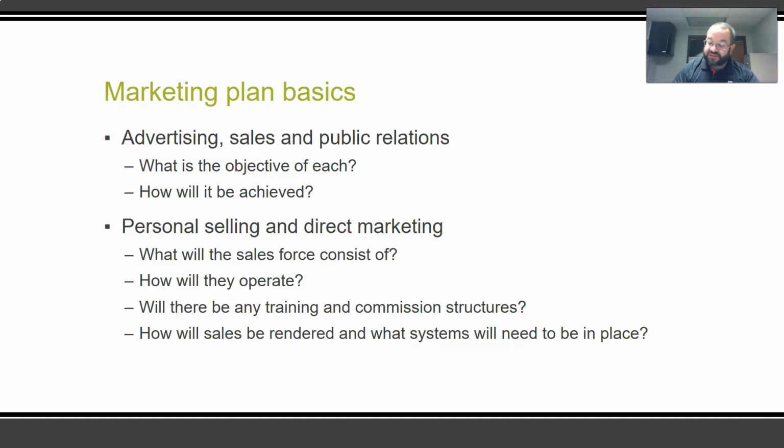Selling is something that Mr. C is very familiar with, all right? He used to do a lot of personal selling. Personal selling means when people came into a store or came into an area, I was the one-on-one salesperson, right? What will the sales force consist of? How will they operate? Will there be any training, commission, structure, so on and so forth, right? Depends on the business. Each business has to get that figured out.